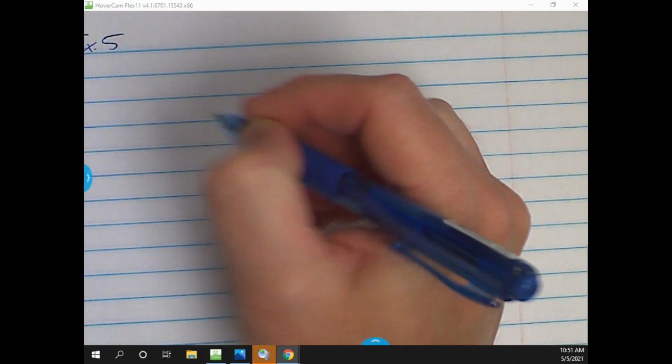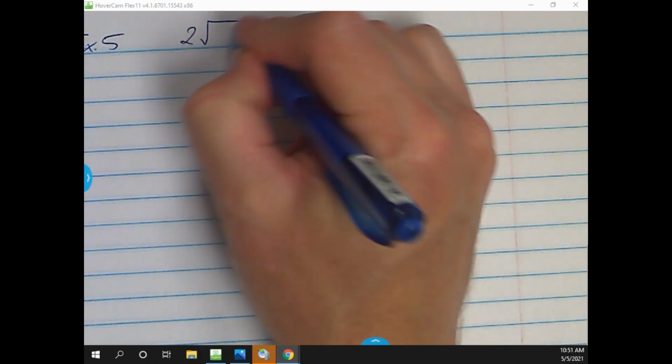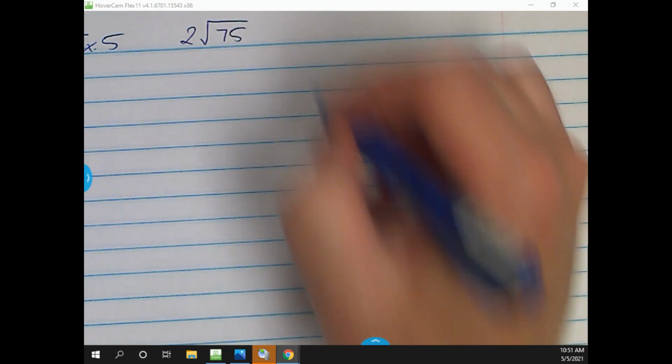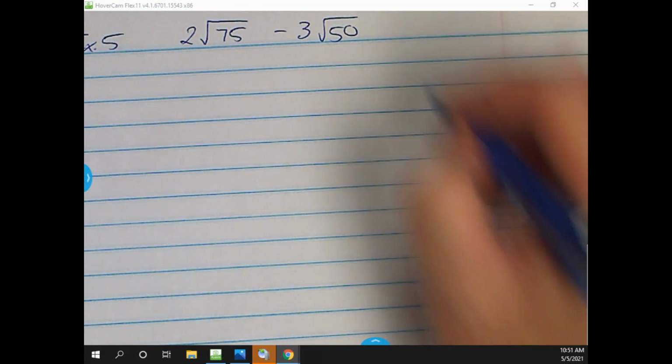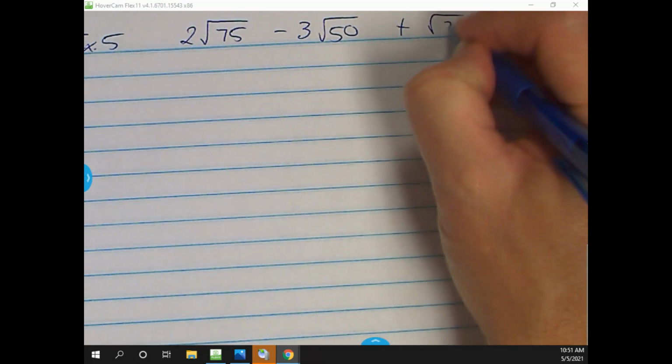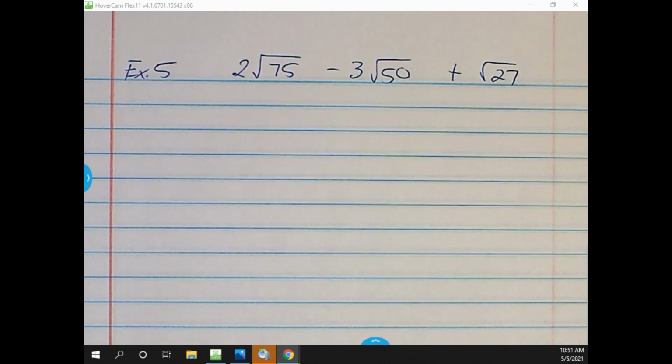All right, let's do 2 times the square root of 75 minus 3 times the square root of 50 plus the square root of 27. Okay, none of the radicands are the same. They're all different, so we have to start breaking them down.